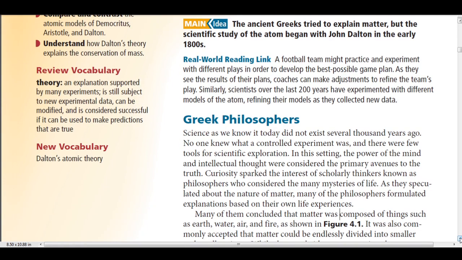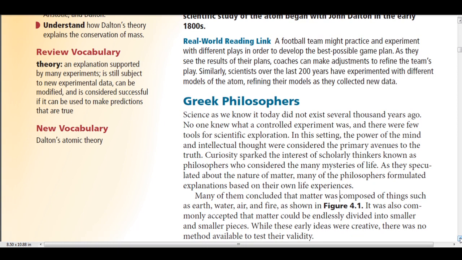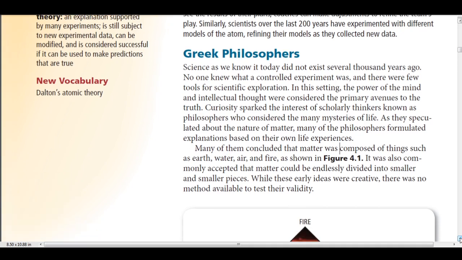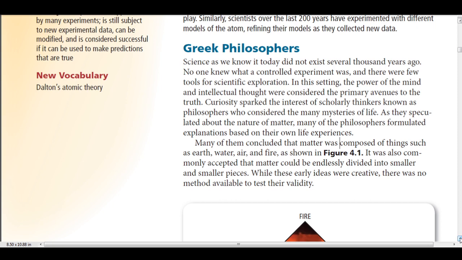Science as we know it did not exist several thousand years ago. No one knew what a controlled experiment was, and there were few tools for scientific exploration. Although the intellectual thought was there and the curiosity was present, there was really no way for someone to test them out. Many people believed at the time that the elements that existed were earth, water, air, and fire, and that these elements could not be divided into smaller and smaller pieces.